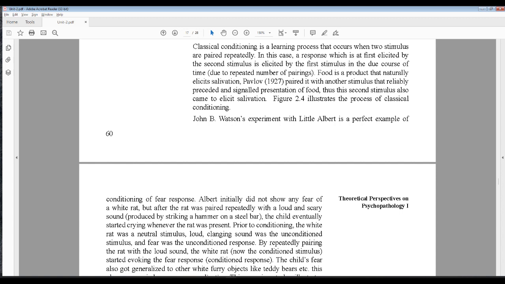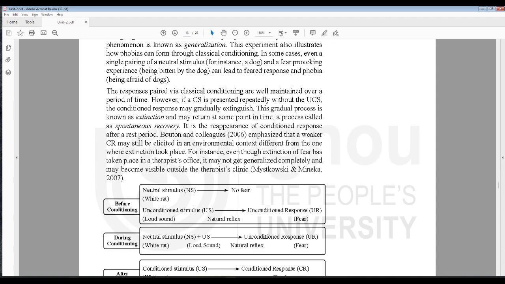By repeatedly pairing the rat with the loud sound, the white rat, now the conditioned stimulus, started evoking the fear response, the conditioned response. The child's fear also got generalized to other white furry objects like teddy bears, etc. This phenomenon is known as generalization. This experiment also illustrates how phobias can form through classical conditioning. In some cases, even a single pairing of a neutral stimulus, for instance, a dog, and a fear-provoking experience, being bitten by the dog, can lead to feared response and phobia, being afraid of dogs.